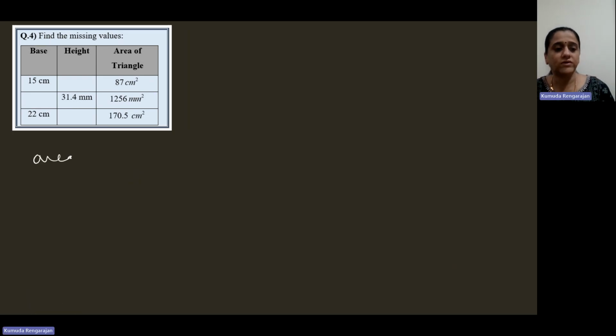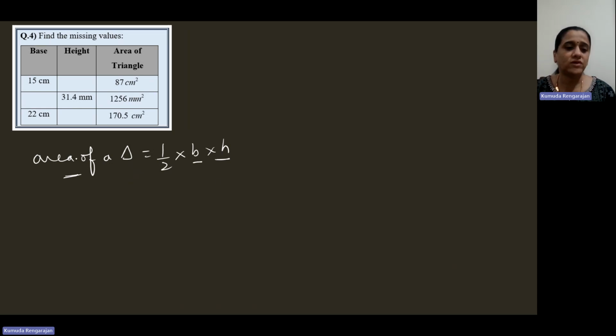Okay, so the formula to find the area of a triangle is equal to half into base into height. So in this formula, we have three unknowns: area, base, and height. Half is a constant, 1/2 is a fixed value. So area of triangle, base, and height. These are the three unknowns. Given the values of any two, you can find the third one.